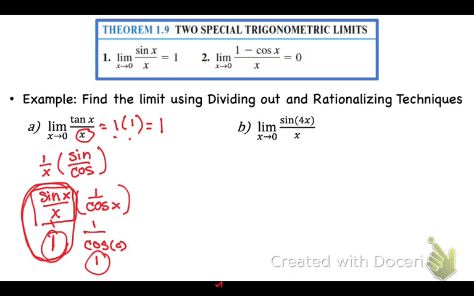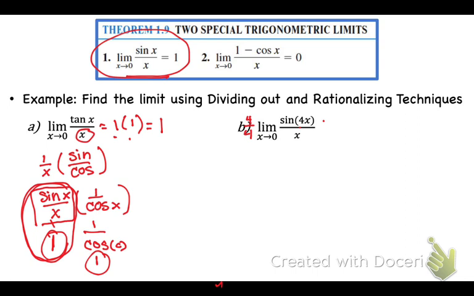We're going to do some manipulation because we can. It looks like rule 1, besides there's a 4. So I can't take a 4 out, but could I put a 4 in? Could I multiply 4 over 4 times this problem? What's 4 over 4? 1. So does it change it? No. So can I do it? Yes.